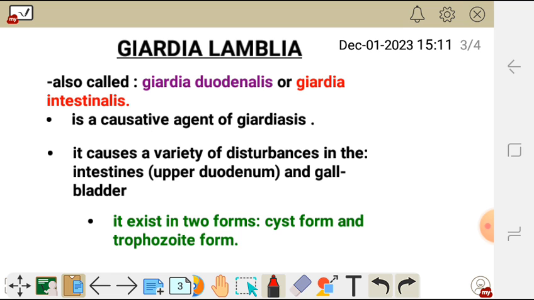To begin with, Giardia Lamblia is also called Giardia duodenalis or Giardia intestinalis, and it is a causative agent of giardiasis. It causes a variety of disturbances in the intestines, especially the upper duodenum and the gallbladder. And Giardia Lamblia exists in two forms, which are the cyst form and the trophozoite form.